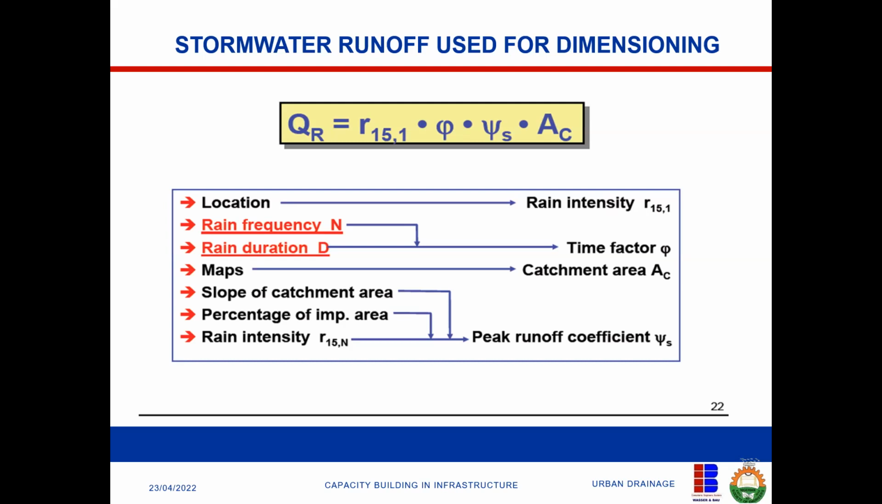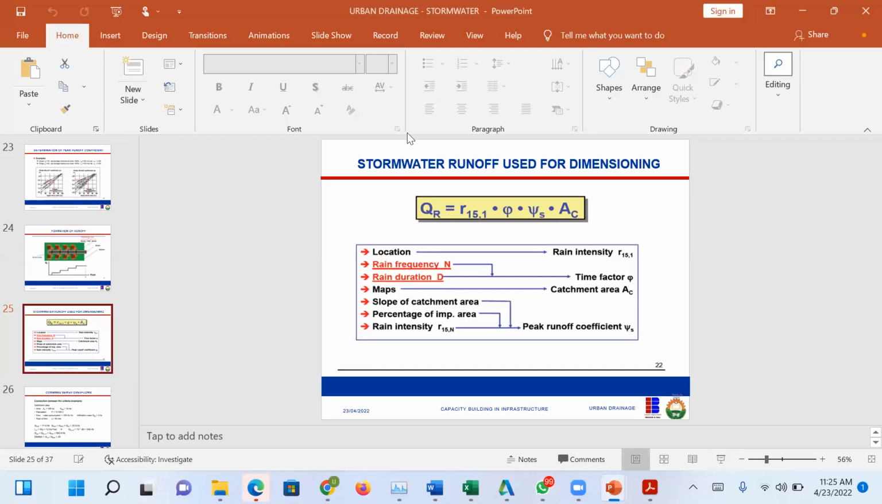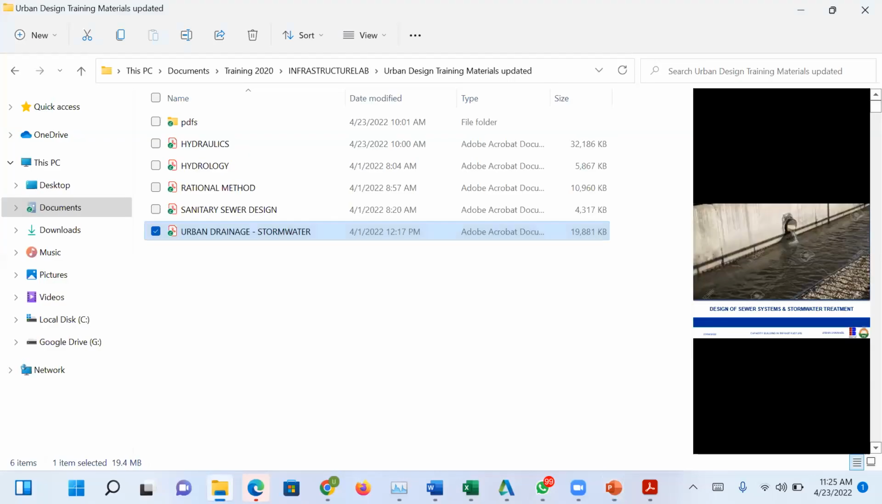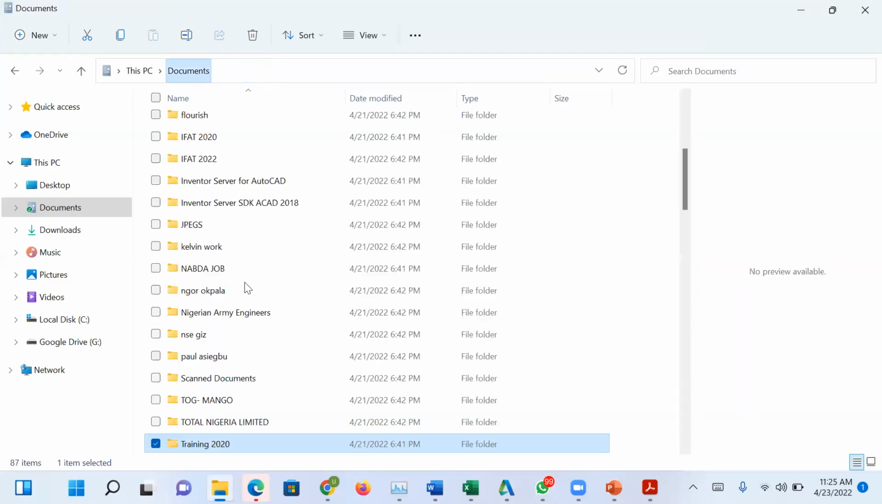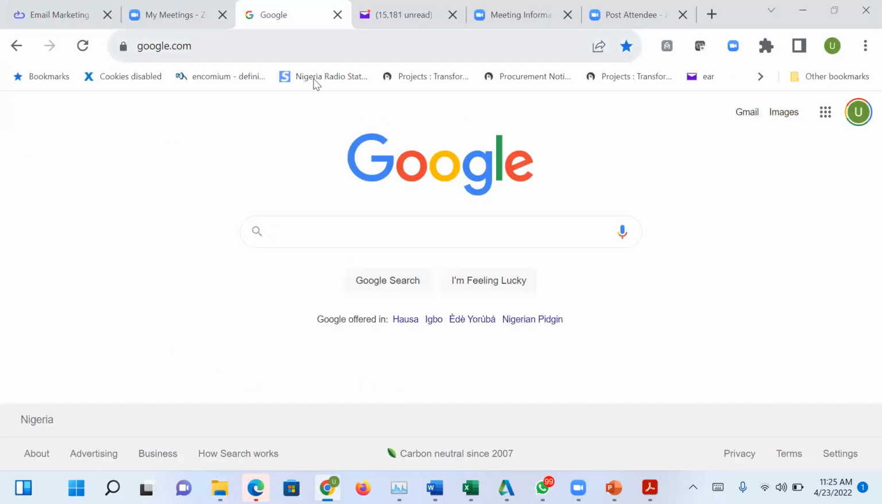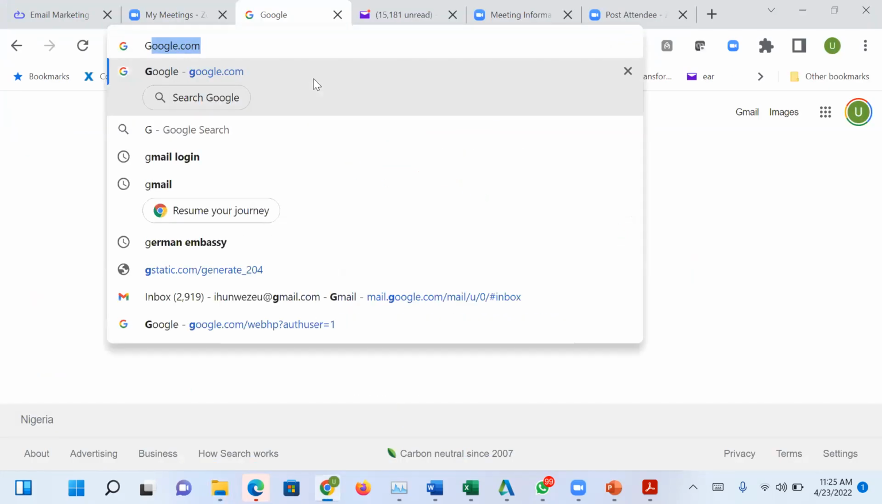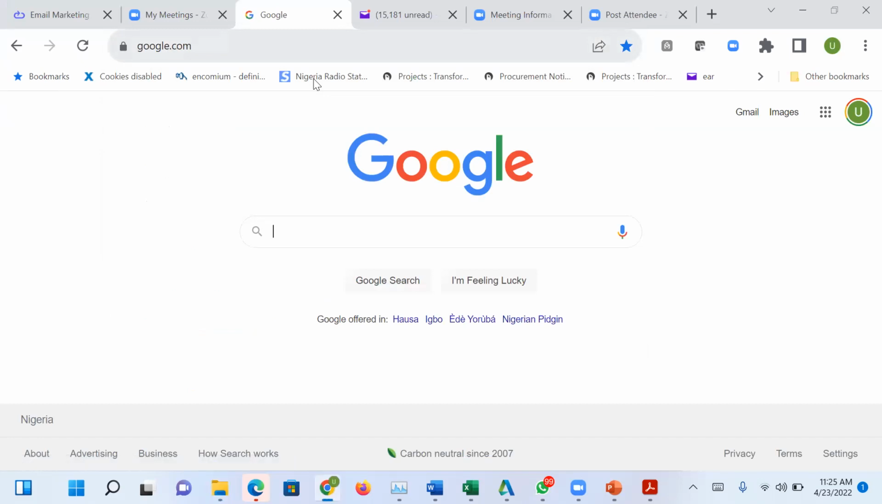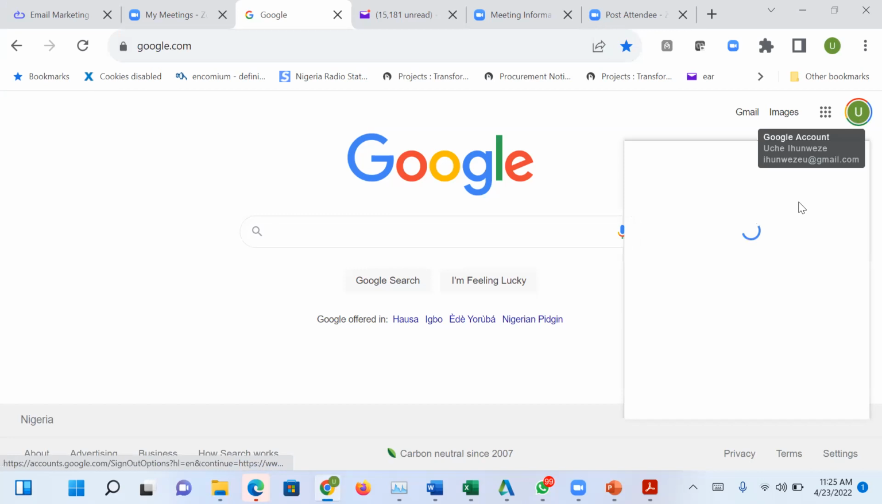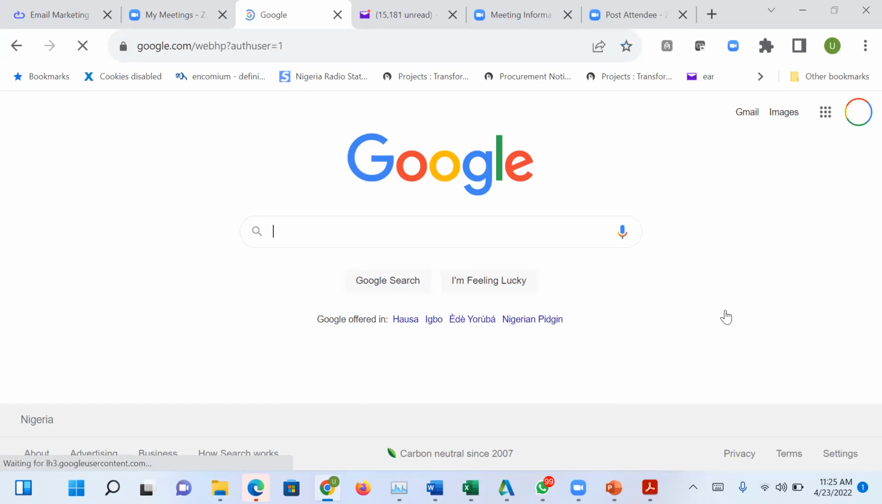So at this point, let me show us what this highway design manual looks like, so that I will even send it now. Okay, let me go to Drive, my own Drive, and bring it and share it now. This is an important document from the Federal Ministry of Works. Some of us have it, some of us have access to it already. For those who don't have access to it, let me share with you.